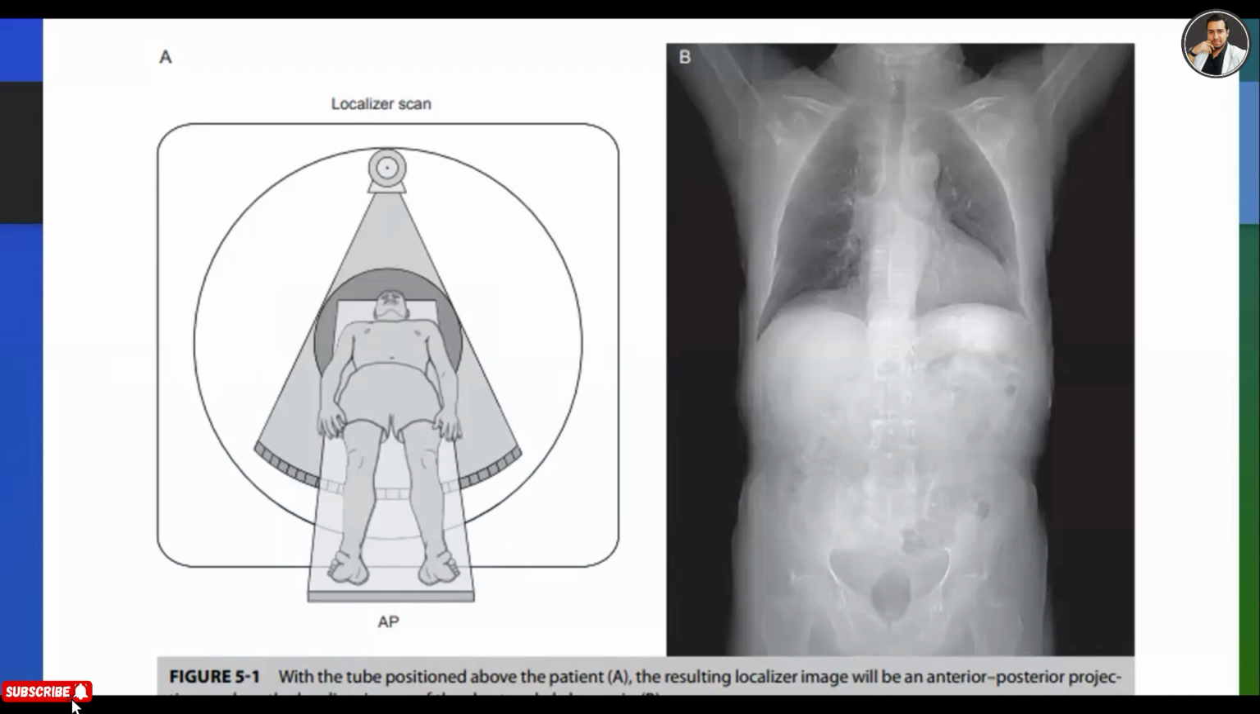We can get a lateral topogram by scanning the head. The X-ray tube is not on the top. The X-ray tube is on the side.